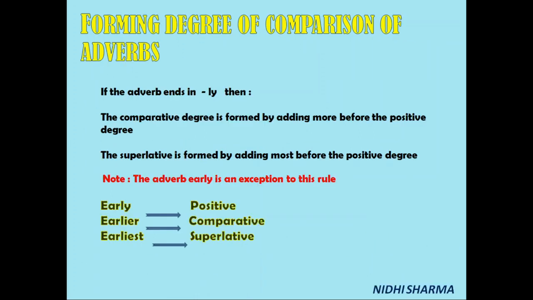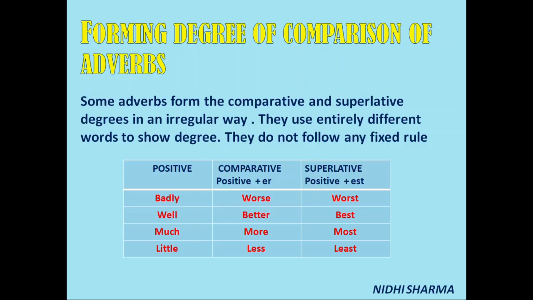If the adverb ends in ly, then the comparative degree is formed by adding more before the positive degree. So children, you have to note that the adverb early is an exception to this rule. To form the comparative and superlative degree of the word early, we will add er to the word early to form the comparative degree, and est is added to form the superlative degree.